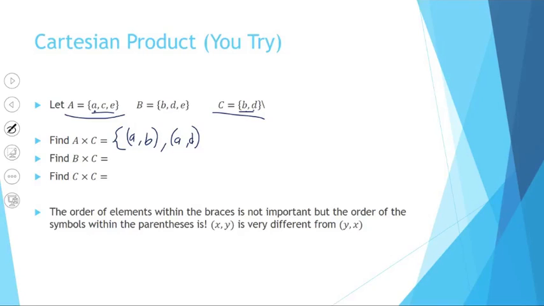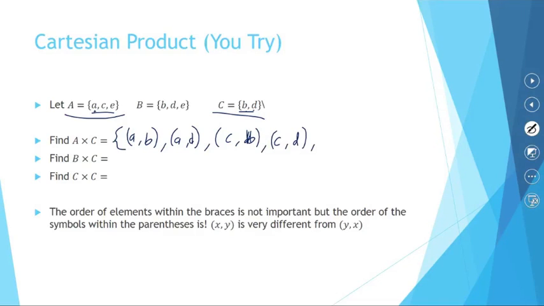So now let's look at C. C can pair with B. And C can pair with D. And then your E. E can pair with B. And E can pair with D. So there's your set. There's your Cartesian product for that.